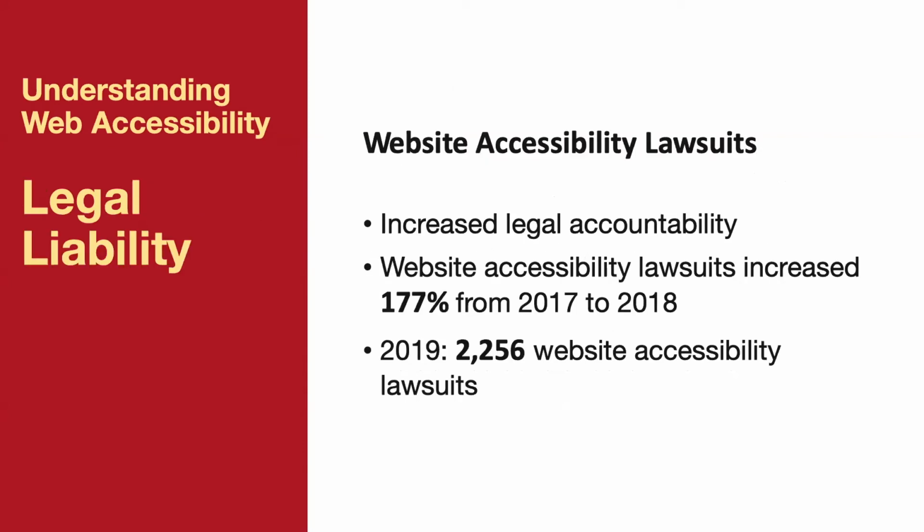So another concern is legal liability. Over the past couple of years, organizations have been increasingly held legally accountable for making their websites accessible. The number of ADA Title III lawsuits increased 177% from 2017 to 2018. In 2019, there were 2,256 accessibility lawsuits. So legal liability can be a real consequence of inaccessible websites, and these numbers are another reason to do our due diligence.